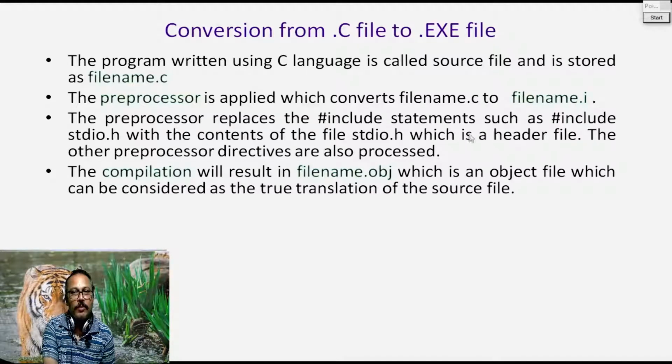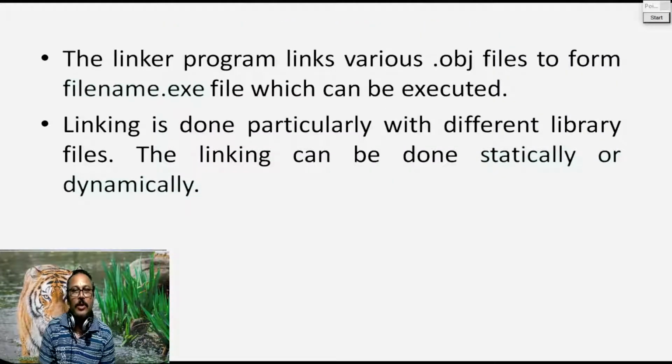Now the compilation will continue. After pre-processing, compilation will start, and the output of this compilation process is filename.obj. OBJ stands for object file. So it is converted into filename.obj. Now these .obj files will be linked and will become filename.exe.